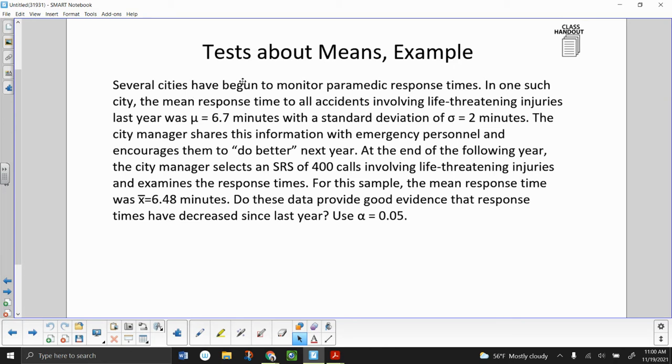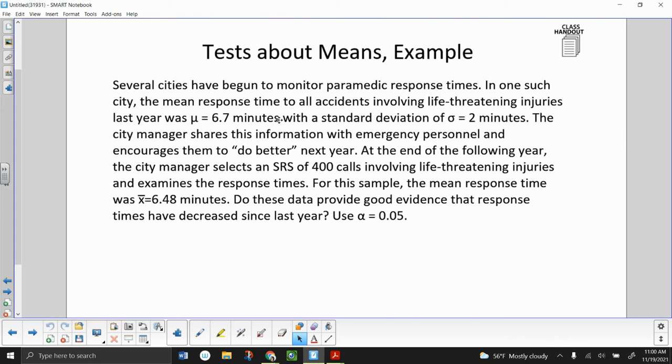So here's an example. Several cities have begun to monitor the paramedic response times. In one such city, the mean response time to all accidents involving life-threatening injuries was mu equals 6.7 minutes with a standard deviation of sigma equals 2 minutes. The city manager shares this information with emergency personnel, encourages them to do better next year. At the end of the following year, the city manager selects an SRS of 400 calls involving life-threatening injuries and examines the response times. For this sample, the mean response time was x bar equals 6.48 minutes. Does this data provide good evidence that response times have decreased since last year?